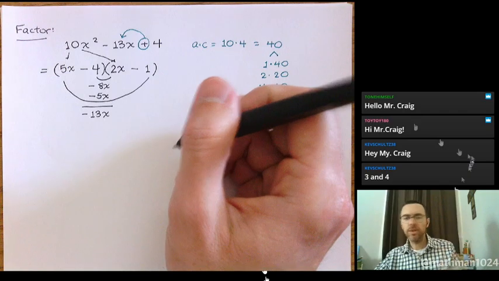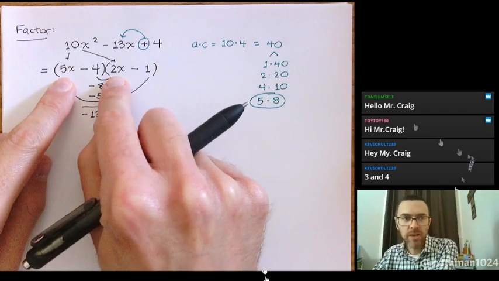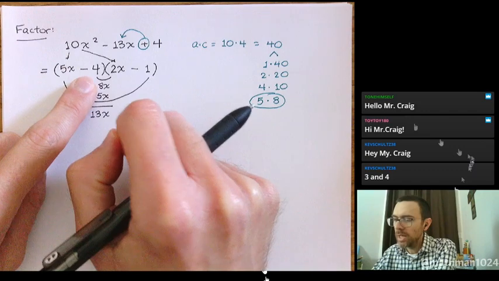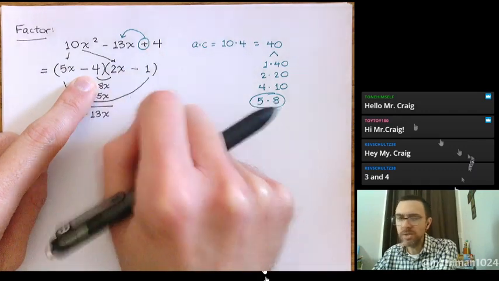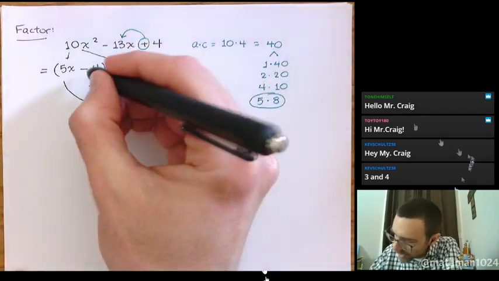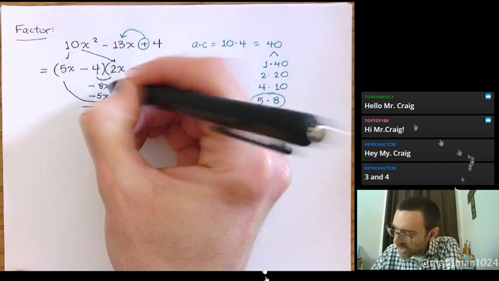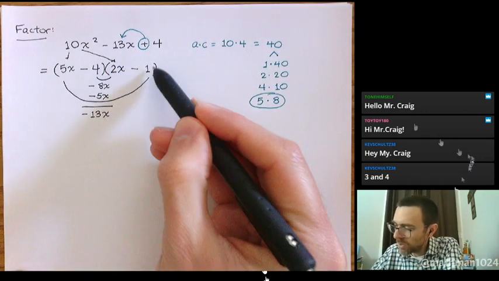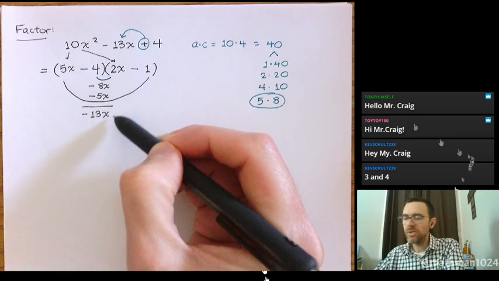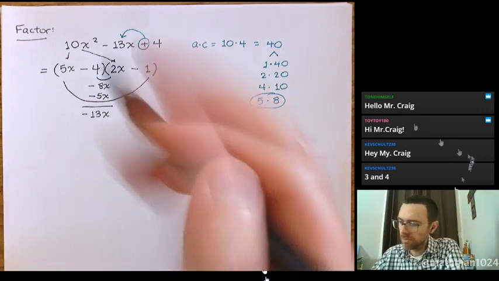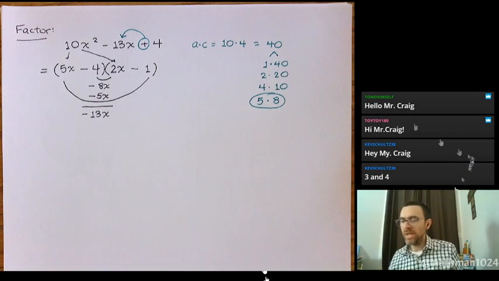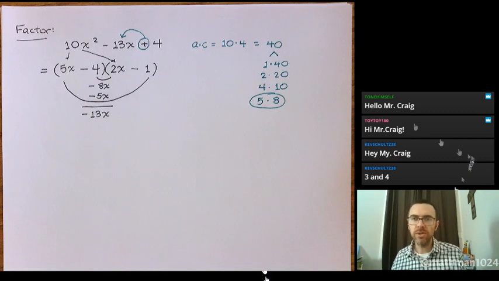Before you go on, check everything. 2x times 5x gives you the 10x squared. Negative 4 times negative 1 is positive 4. And we already have here in the middle, negative 4 times 2x is negative 8x. 5x times negative 1 on the outside is negative 5x. And these guys do combine to give us negative 13x. Okay? So it's not a guessing game. What we're trying to show you here is that, yes, you can factor these guys by guessing and checking. But by using good, solid logic, you don't have to.